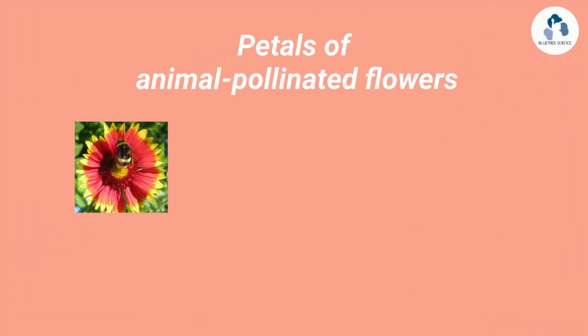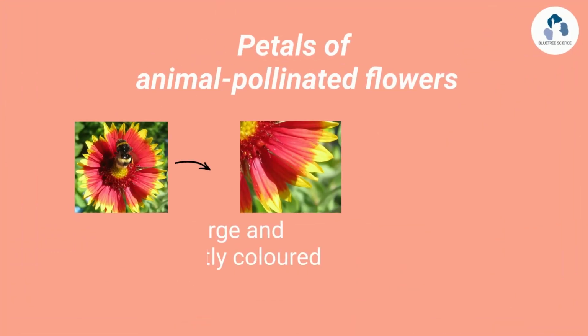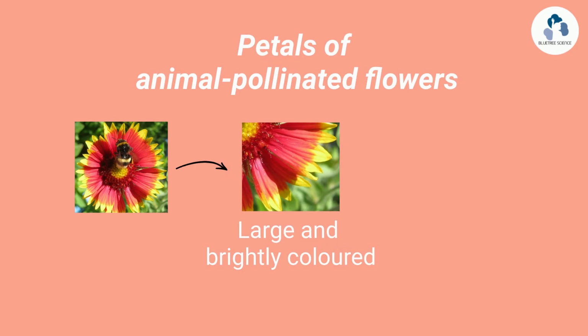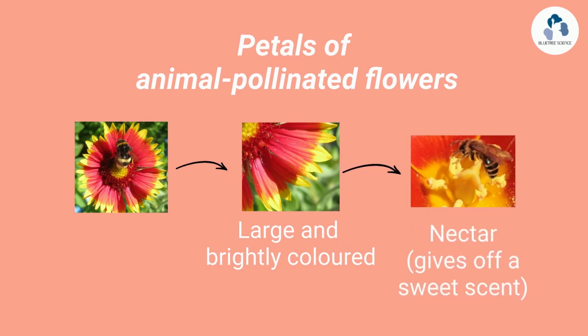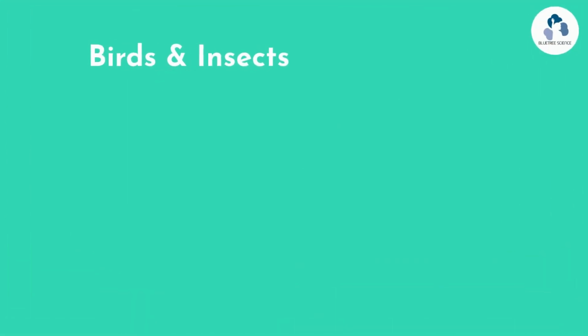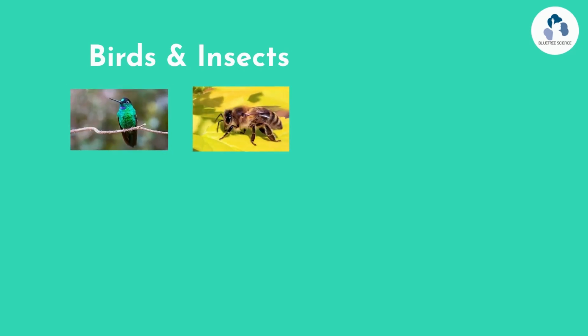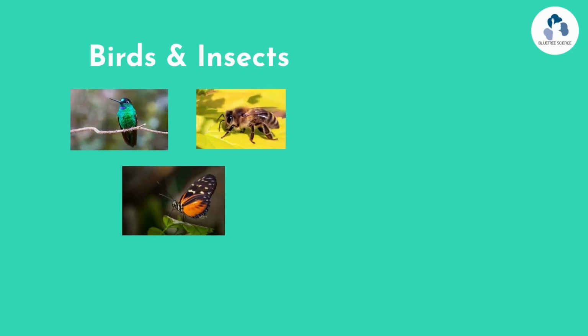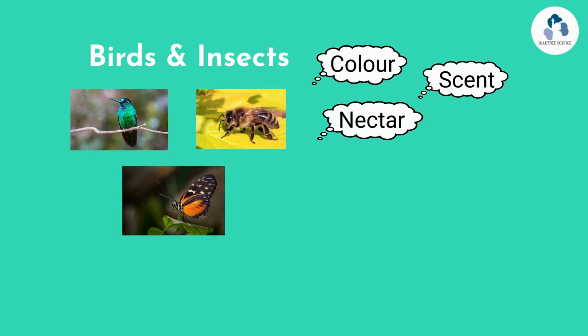Petals of animal-pollinated flowers are usually large and brightly colored. The flowers also produce nectar, which gives off a sweet scent. Birds and insects, such as hummingbirds, bees, and butterflies, become attracted to the color, scent, and nectar that is produced by these flowers.